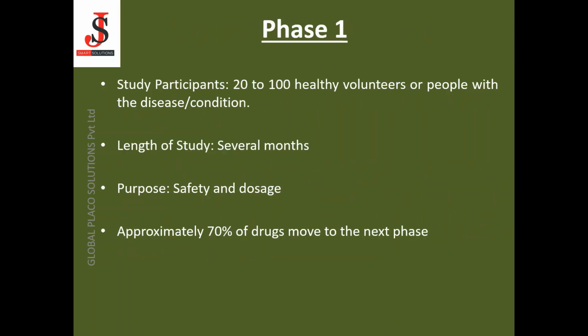Now, what are the phases of clinical trials? This is very important, usually asked in the interviews. So we have 4 phases: phase 1, phase 2, phase 3, phase 4. In phase 1, the study participants are from 20 to 100 healthy volunteers or people with a disease or condition. The length of the study is usually several months. The purpose is mainly for safety and dosage, and approximately 70% of drugs move to the next phase.